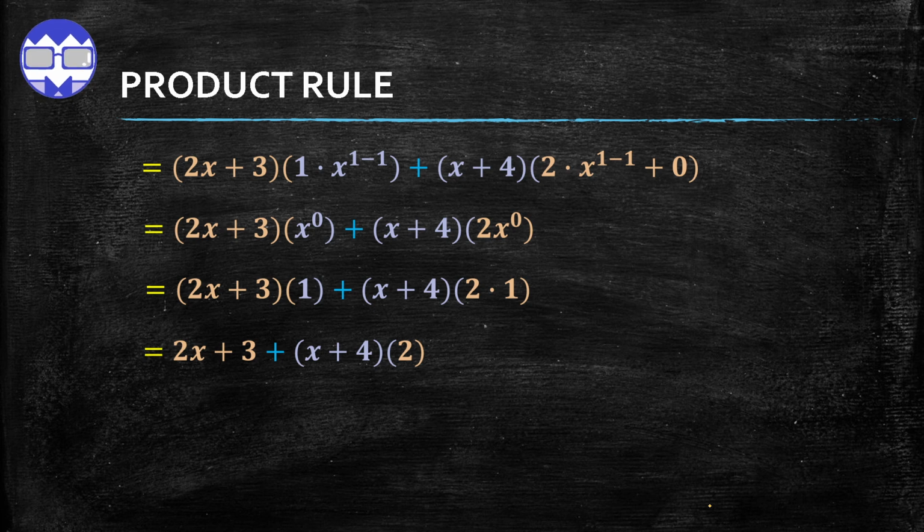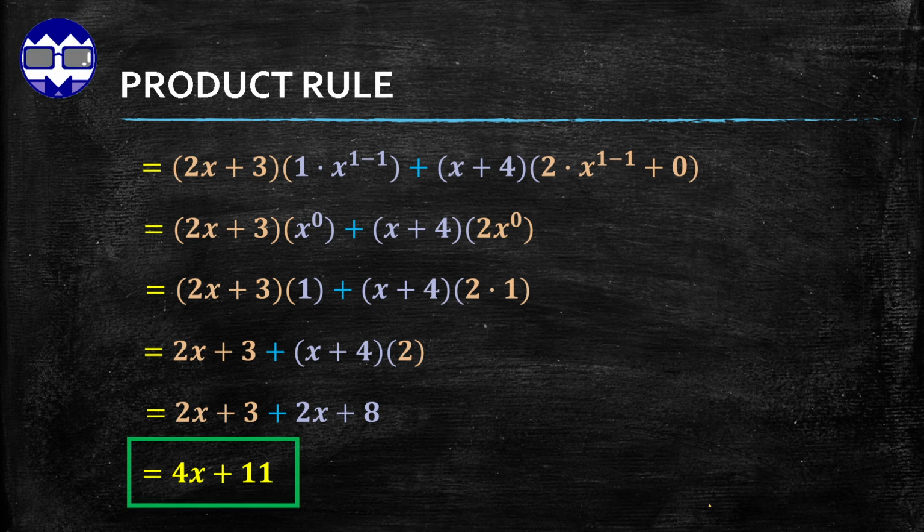So this is just algebra. So we have 2x plus 3 plus x plus 4 times 2. Distribute 2, and you will get 2x plus 3 plus 2x plus 8. So we can combine like terms. So we have 4x plus 11.